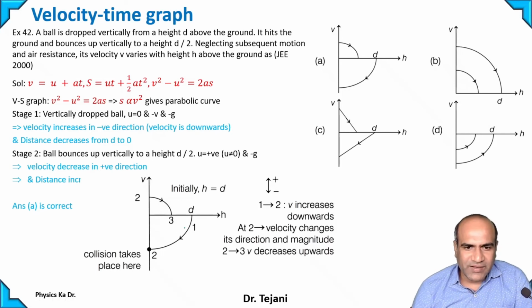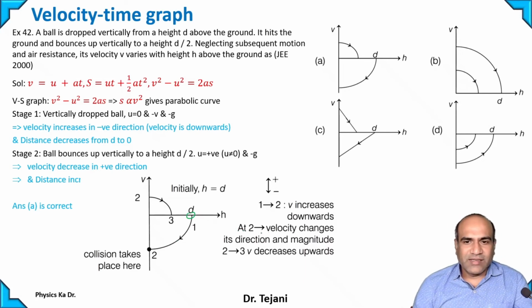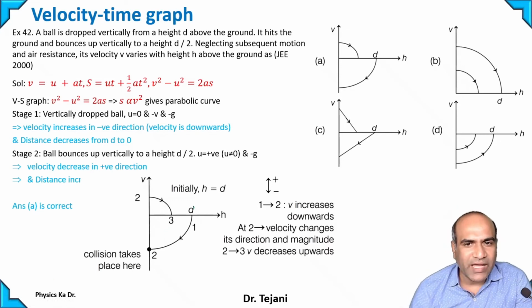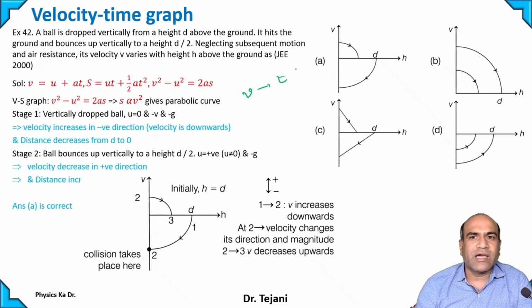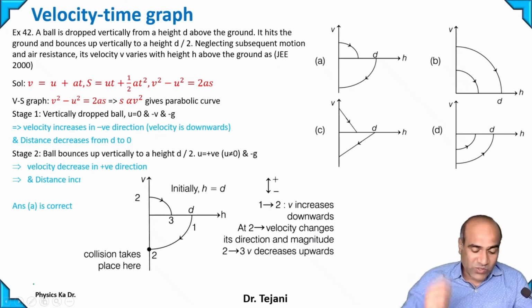Again, understanding is given here like that. See here, from 1 to 2, v increases. So v increases in the downward direction, right? Along with h decreases. Side 2, velocity changes its direction and magnitude. 2 to 3, velocity decreases moving upward. So h increases. This is not so simple. It is somewhat difficult to understand, as we are habituated to work with the v-t diagram, but not with the other diagram. So you have to change this habit also.